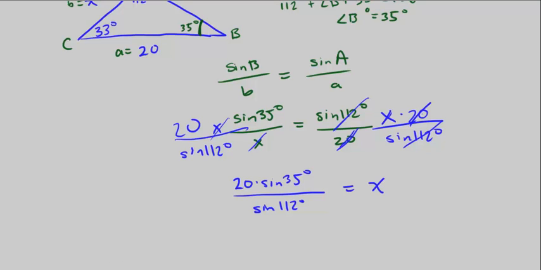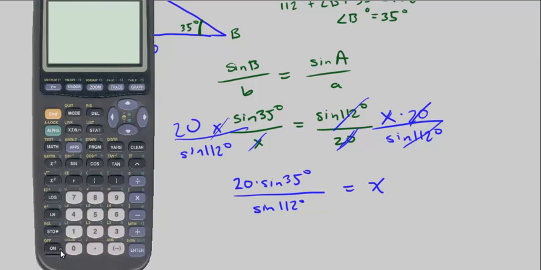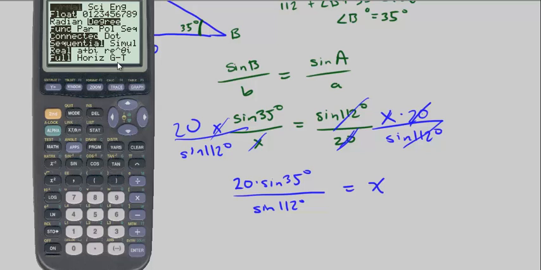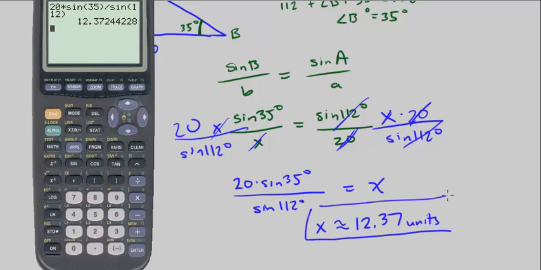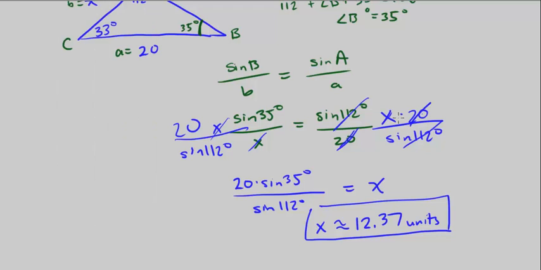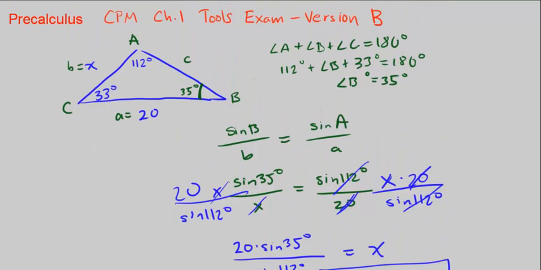Okay, plug this into our calculator. So we have 20 times sine of 35 divided by sine of 112. Make sure I am in degrees mode. Enter, and so x is approximately 12.37 units. Okay, box my answer, and I'm done. Alright, so that is number 4. Let's go on to number 5.